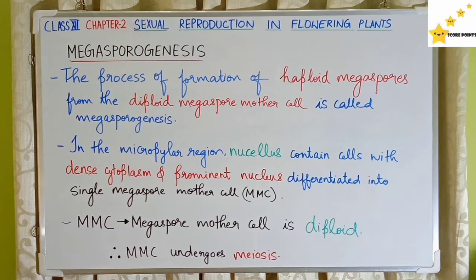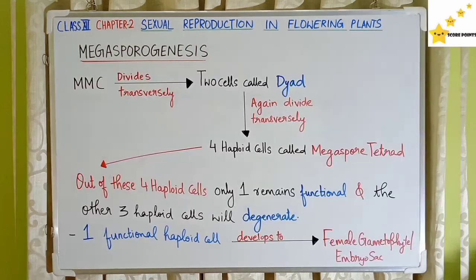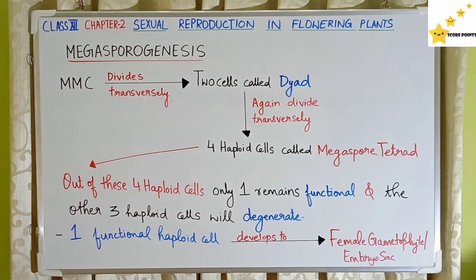So MMC or the megaspore mother cell, it's diploid in nature and this MMC will undergo meiosis. MMC or megaspore mother cell divides transversely to form two cells called dyad. Again it will divide transversely to form four haploid cells called megaspore tetrad.